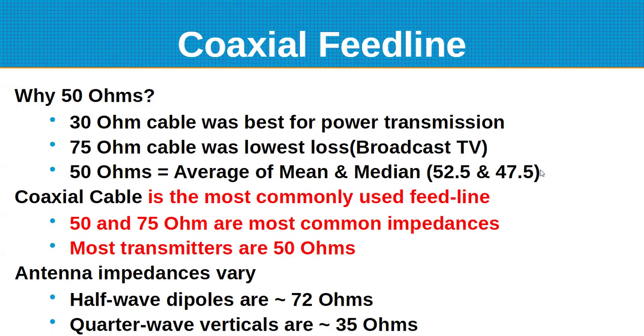Antenna impedances will vary a lot. A basic half-wave dipole is approximately 72 ohms, and a quarter-wave vertical is approximately 35 ohms, because it's essentially half of a dipole.